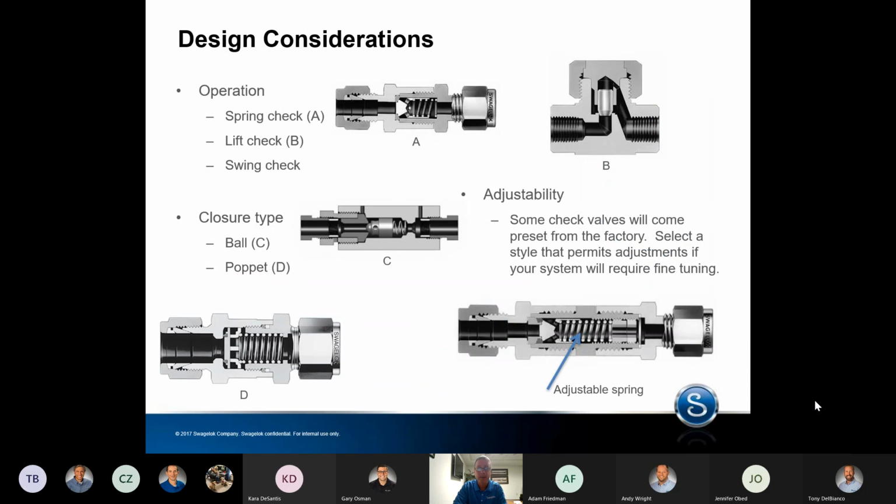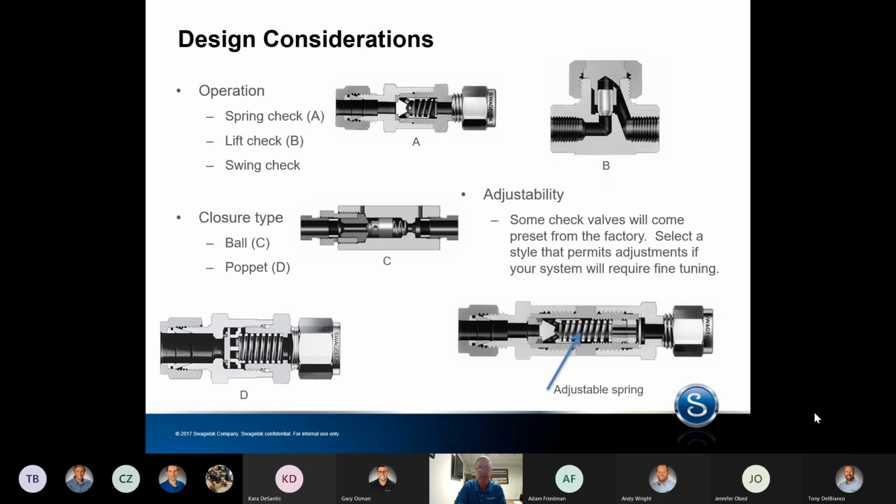A spring check valve is a check valve in which the ball or the poppet opens and closes based on the force of the spring. When the forward flow of the fluid exceeds the force of the spring, the valve opens. When there's not enough flow to open the valve, or when there's reverse flow, the valve closes.